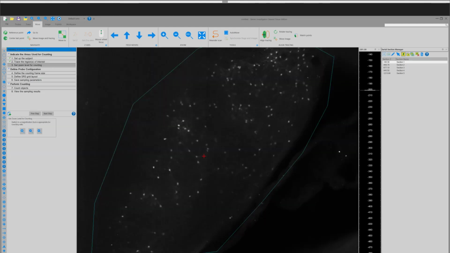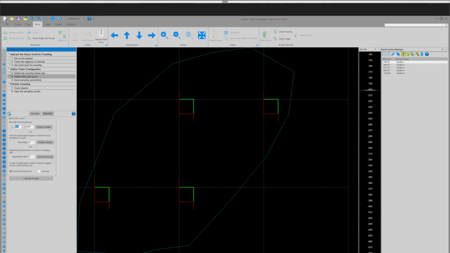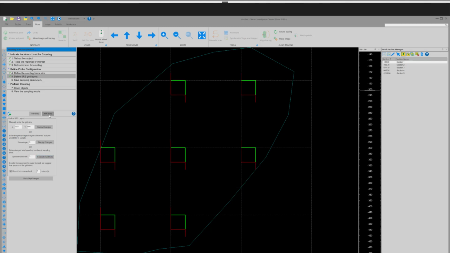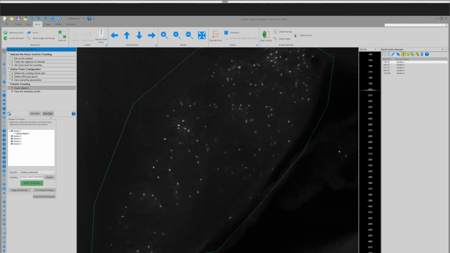It's going to bring me to 100% zoom level. These white dots are the cross sections through the cells that we're estimating. This counting frame is 100 by 100. I think that'll be a good size to catch a handful of cells. We define the systematic random sampling layout. I'm just going to use something appropriate for this demonstration. We can save the sampling parameters.